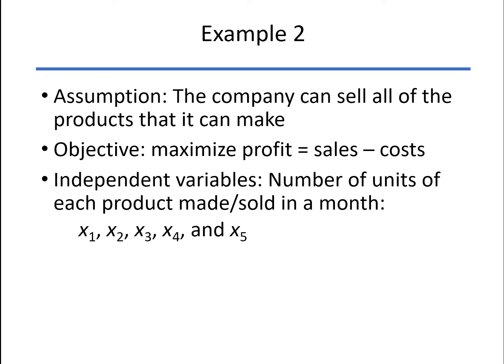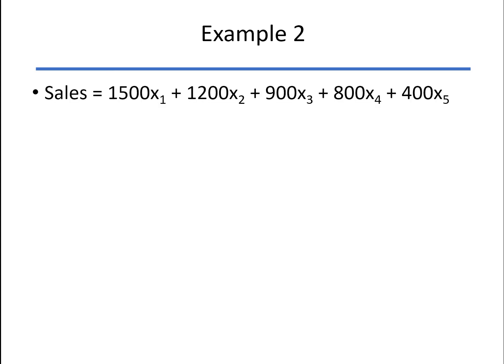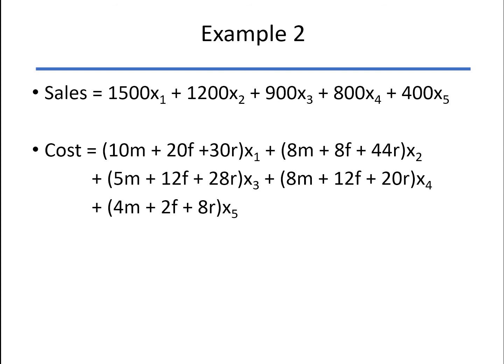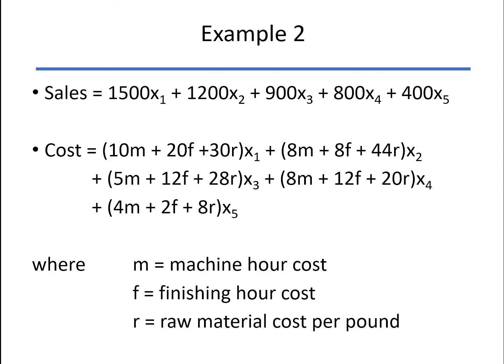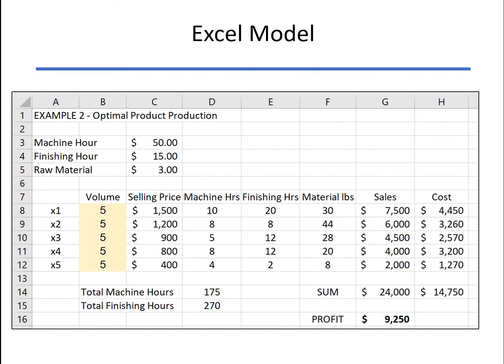So there are 5 independent variables. Those are the products we make and sell in a month. And again, going through these real quickly, these are set up in Excel already. There's your sales, and here's your cost. And again, the machine hour cost, finishing cost, raw material costs go into each one of those. So here's how that's set up in Excel. You can see if I change the volumes here, it will change the profit number here.